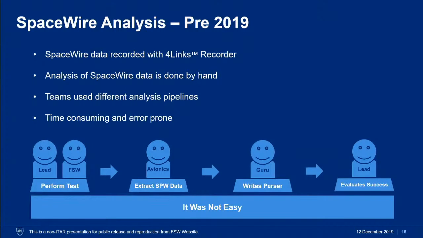And then you have a guru, that's what I'm calling it. A guru is someone who is knowledgeable both about the binary format the Spacewire recordings are saved in, and about a delivery format that everyone can consume easily. So this person is possibly pulled aside with their knowledge to write a parser, and then writes that parser, translates the data, and hands it back to the test lead, where then success is evaluated. So I talked through all this to make two points. The first is that it was not easy. But the second is that this person in the loop, this guru, introduces the possibility for a lot of change, possibility for mistakes and other issues.